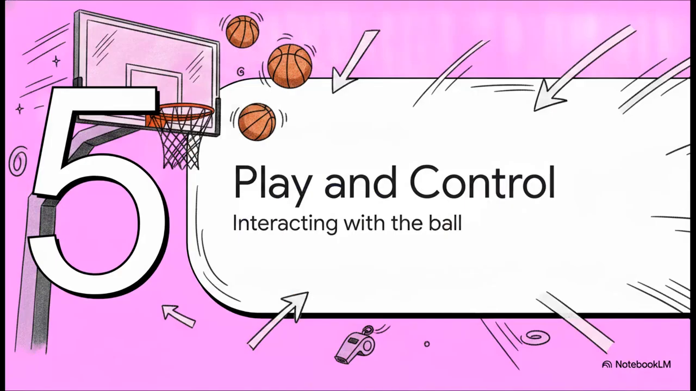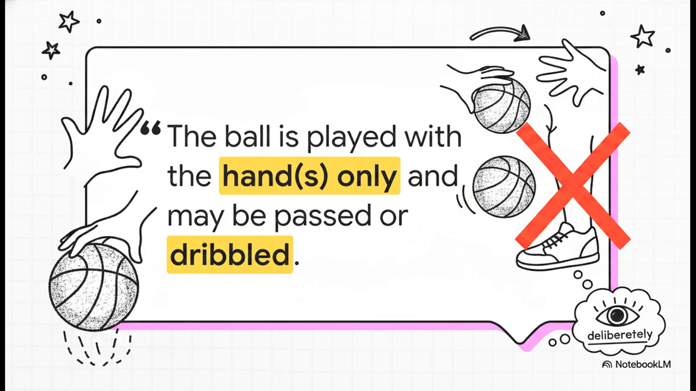Section 5. Playing and controlling it. This brings us perfectly into our final section, focusing on Articles 13 and 14. This is where the strict theoretical rules we've been discussing finally meet the chaotic, fast-paced open court action. Article 13.1 provides the most fundamental definition of the sport itself. The ball is played with the hand or hands only. You can pass, throw, tap, roll, or dribble it.